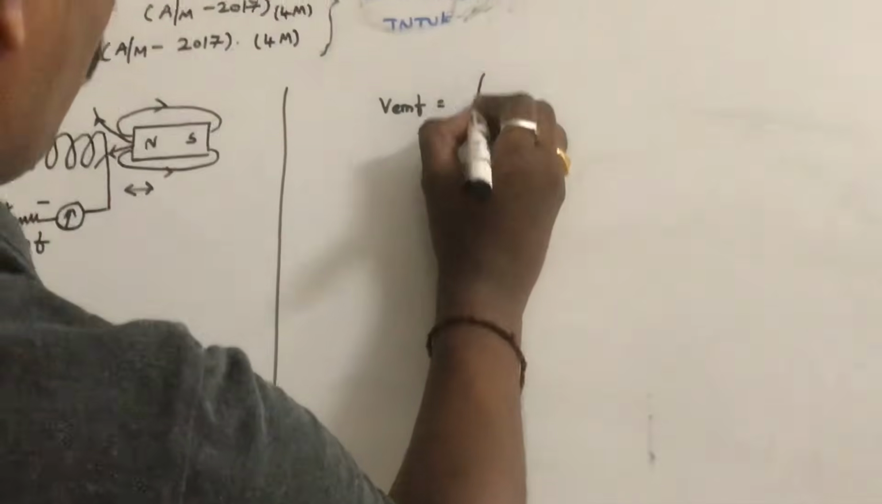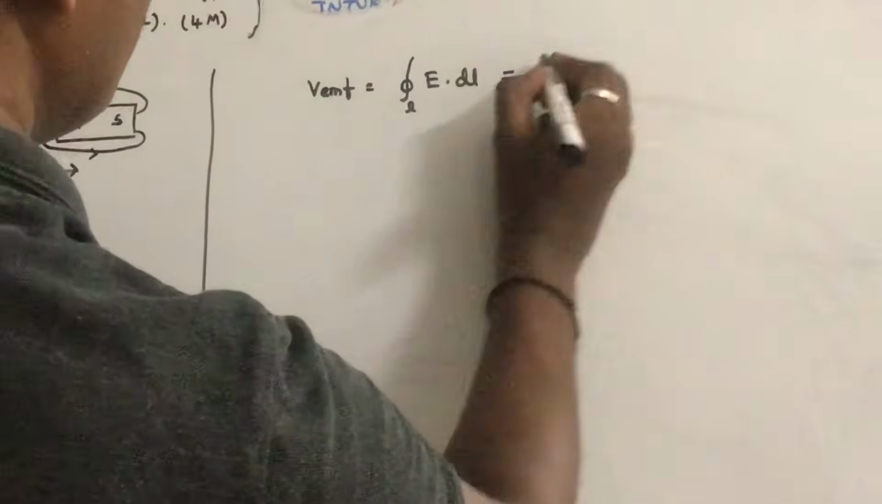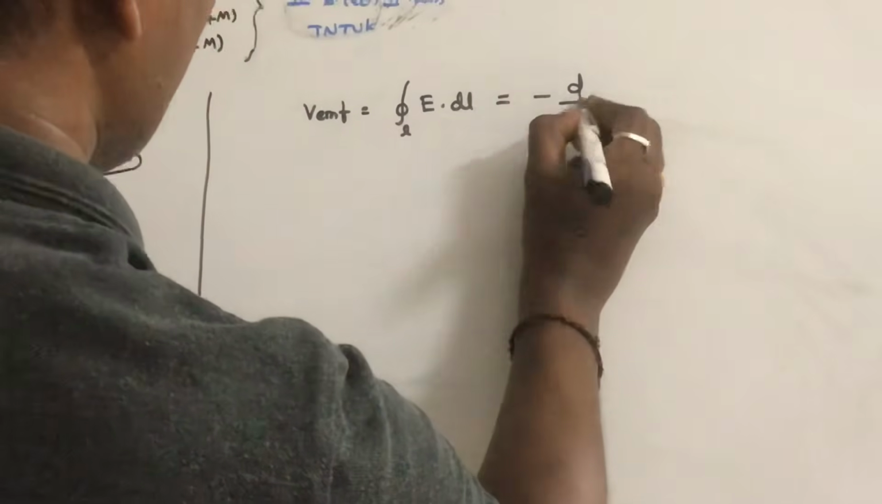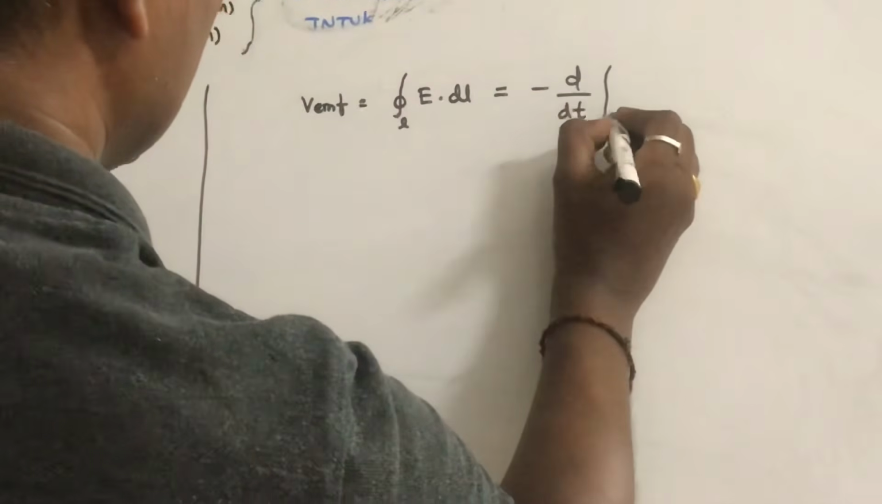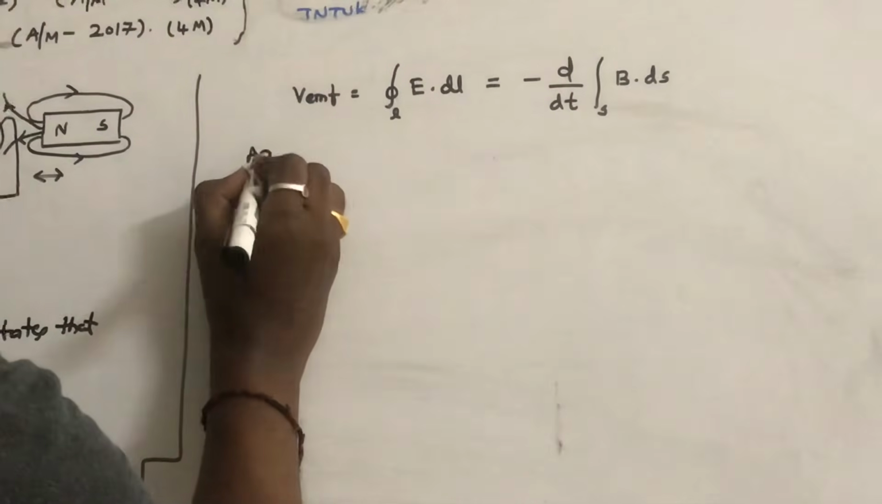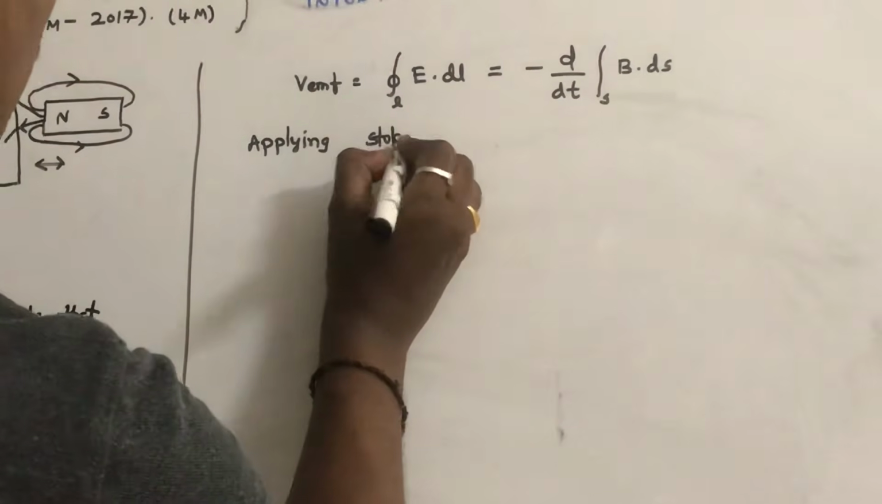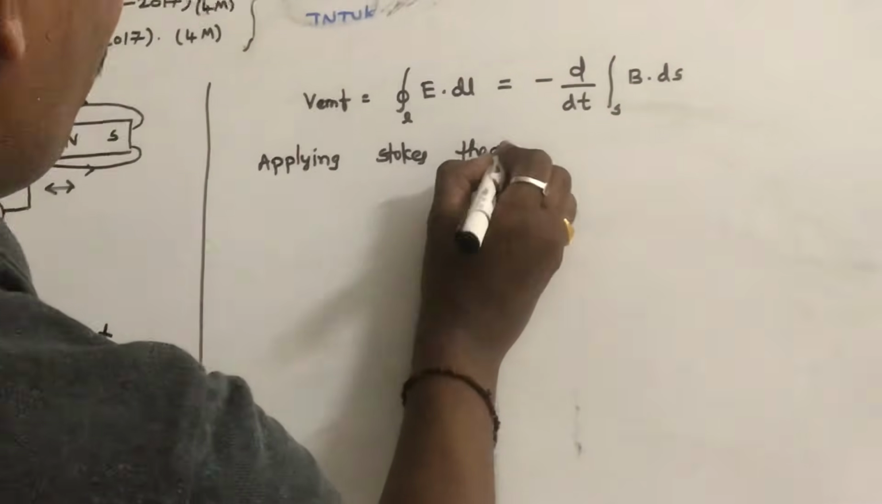Take this equation up. So what is this equation? V EMF is equal to closed line integration of E dot dl. That is equal to minus d by dt of magnetic flux through a surface, written as B dot ds. Applying Stokes theorem, very very important.